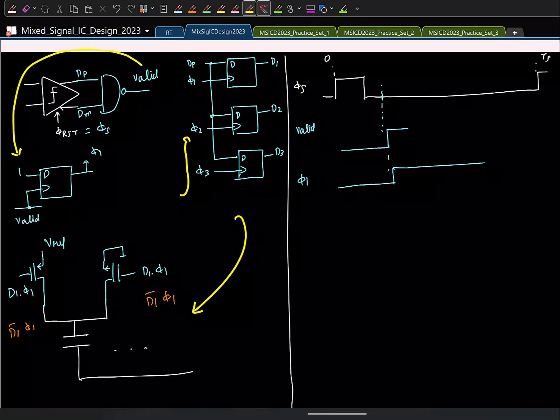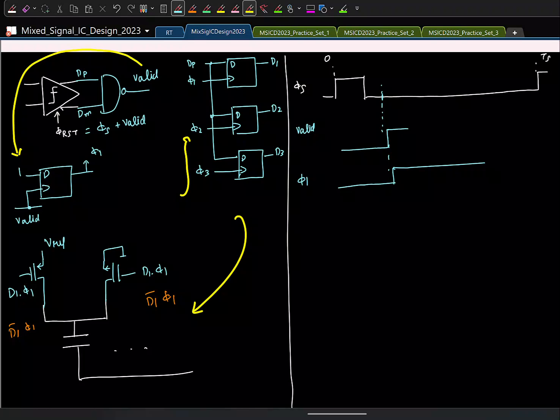Phi s we have already given, but phi s is 0 after this, right? So along with phi s, we have to give some other signal now for resetting. Which of the signals here can be used for this? Valid can be used. Think about it. The first comparison is done. Valid has gone high. After the first comparison is done, we have to start the second comparison. So I can actually use valid itself. Okay. So I can actually give this as valid.